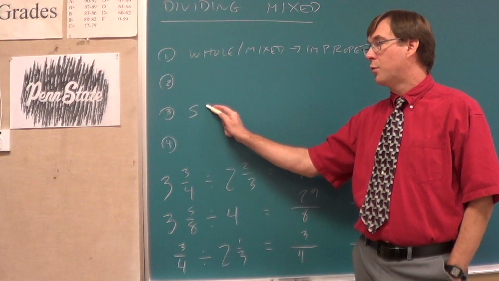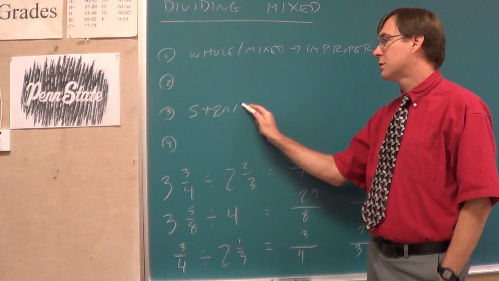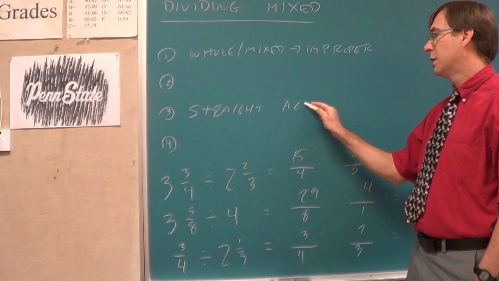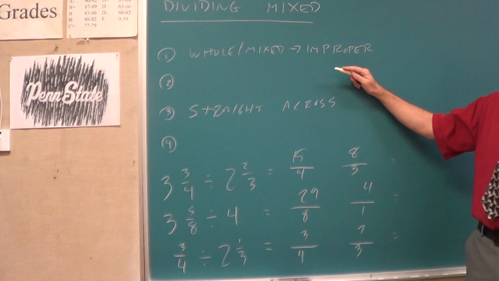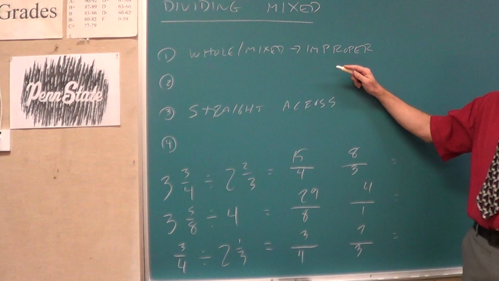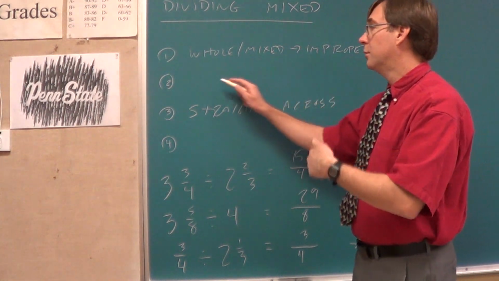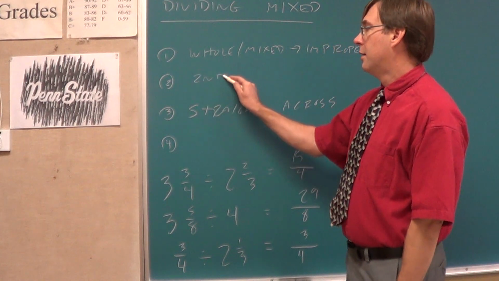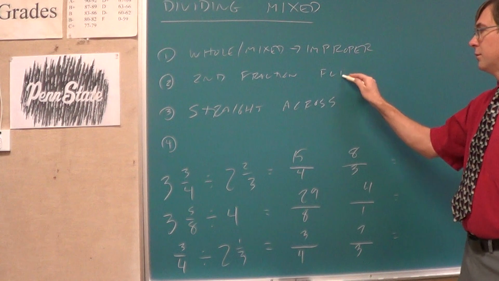So yesterday, how did we multiply? Straight across. So straight across is our key phrase for multiplication. That's not quite what we're going to do today. Today we're dividing, so as he said, what's the key thing we have to change on divide? You change it to multiply. We change to multiply, and the second fraction has to be flipped.